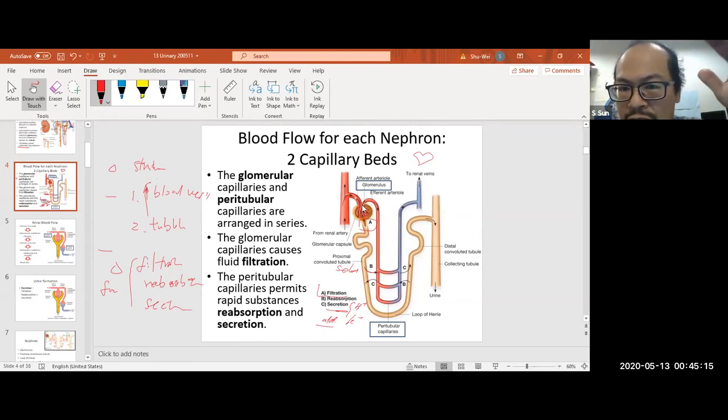Blood vessel structure. This is very important. It's like when we learn about the cardiovascular system, we need to know the structure, the anatomy first. We need to know that the blood comes from the vein into the right atrium, right ventricle, etc. So that is the structure. Here we will learn about the same thing, the structure, the blood vessel. So the blood vessel is that here is the artery. Here going in, we have the afferent arteriole.